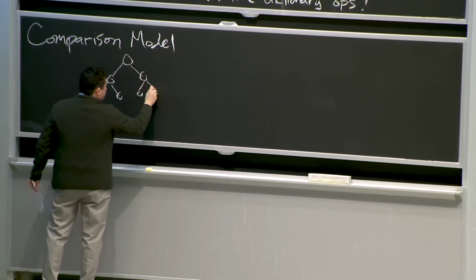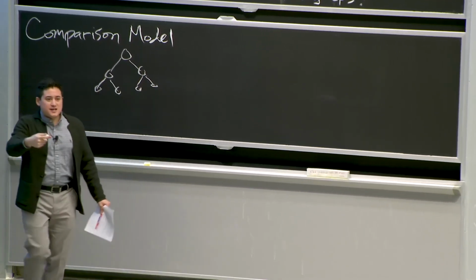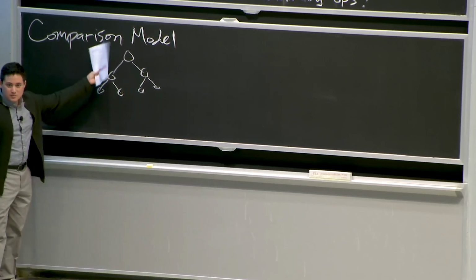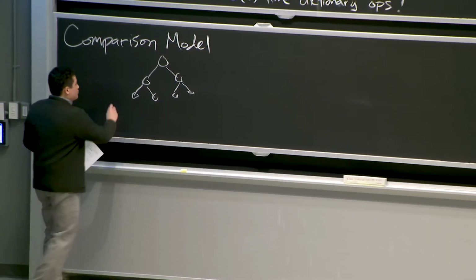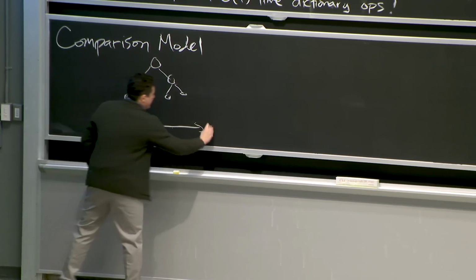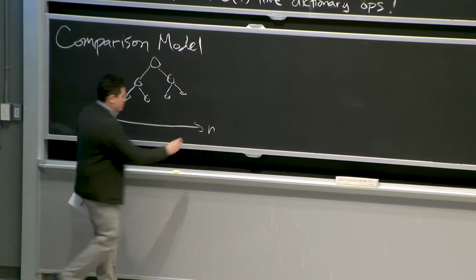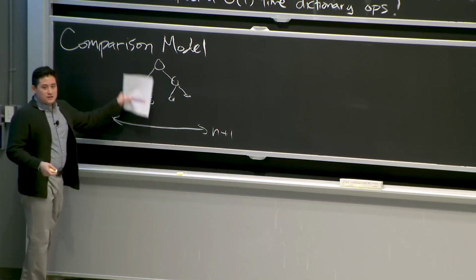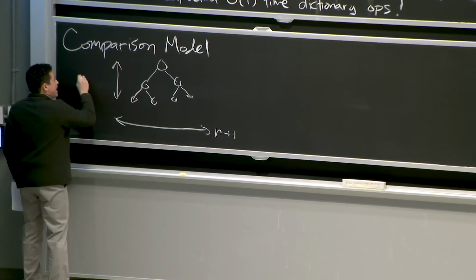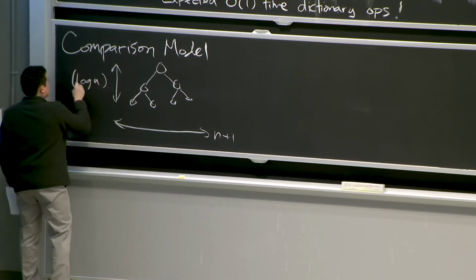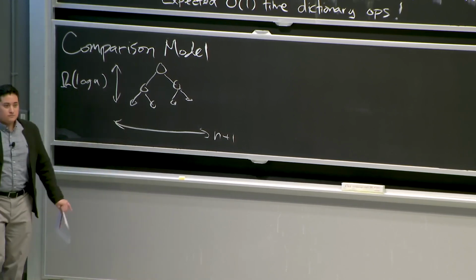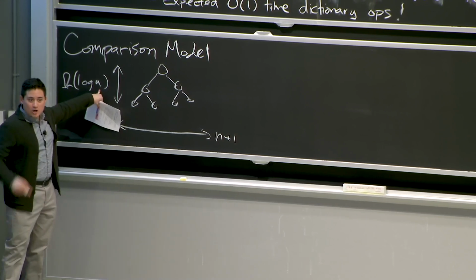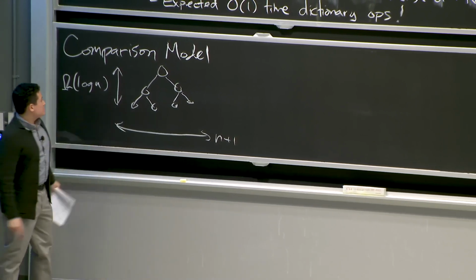Some comparisons happen. They branch in a binary sense, but you could generalize to any constant branching factor. But for our purposes, binary is fine. What we said was that there were at least n outputs, really n plus 1, but at least order n outputs. And we argued that the height of this tree had to be at least log n, log the number of leaves. That was the height of the decision tree.